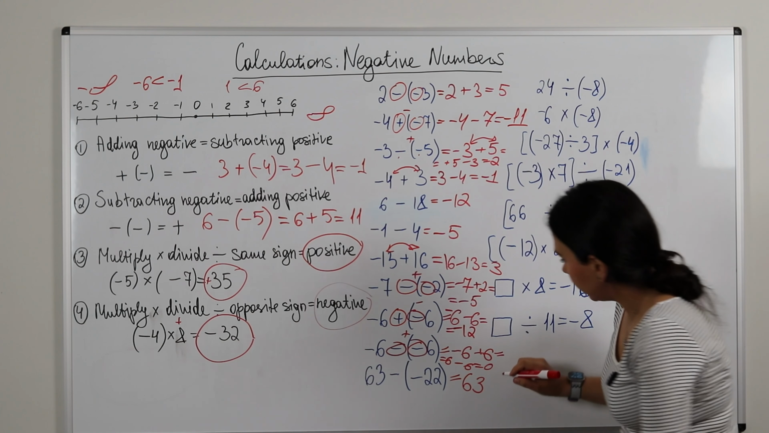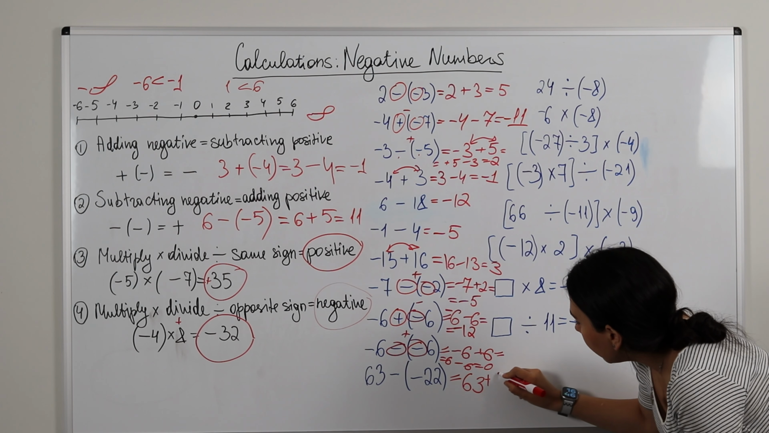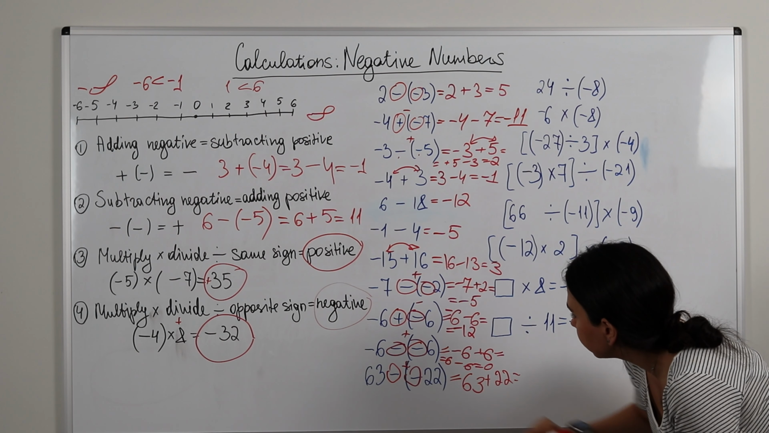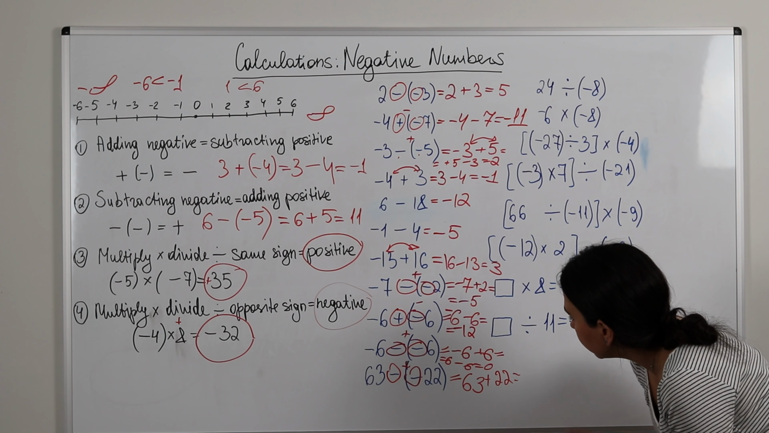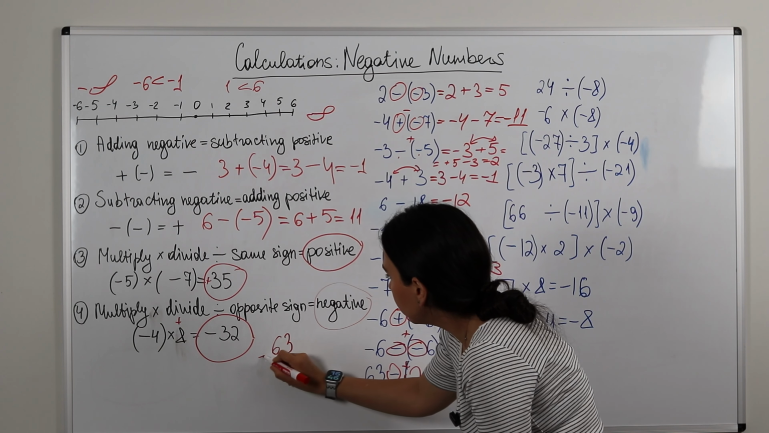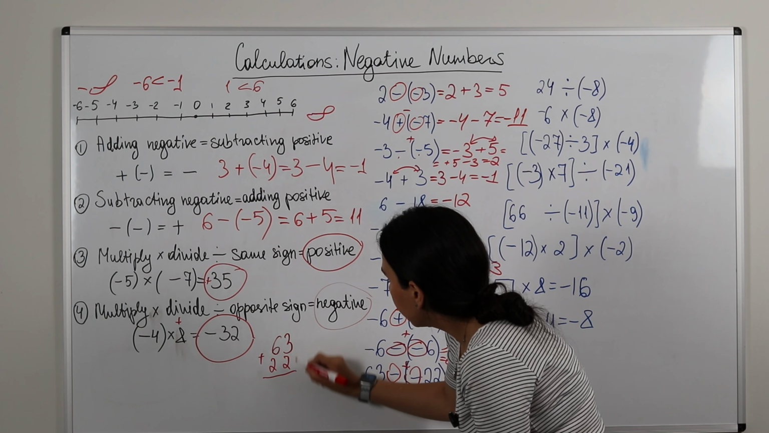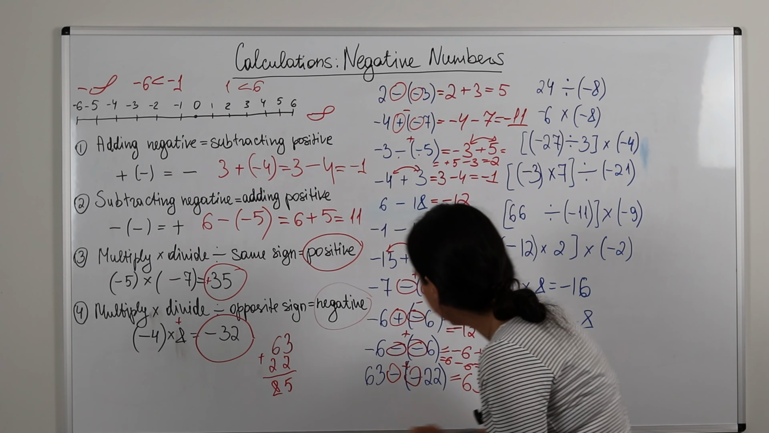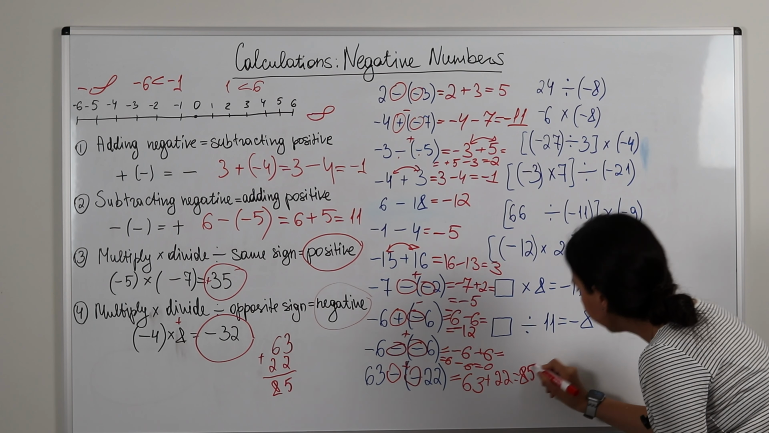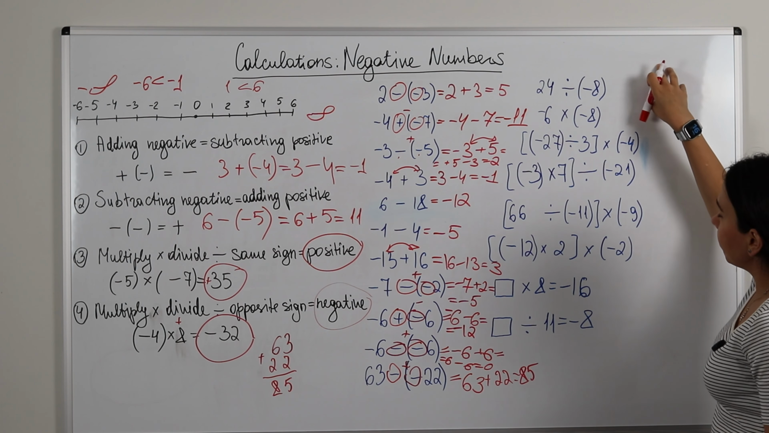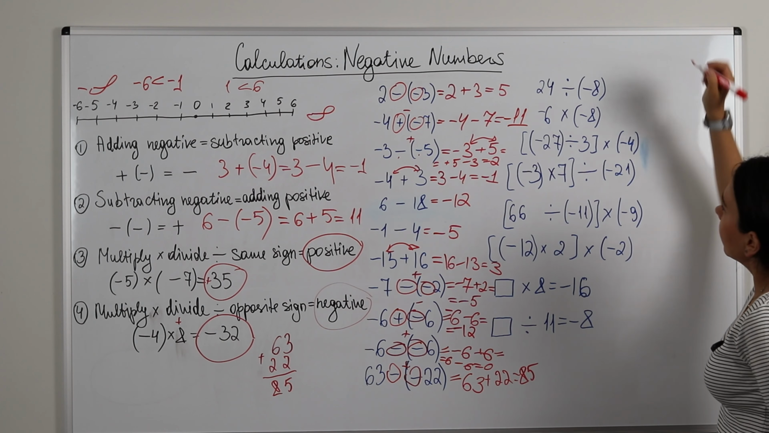plus 22. Minus minus gives us plus. 63 plus 22 would be, let's see, 3 plus 2, 5. 6 plus 2, 8. 85. Right. Let's move on to multiplication and division.